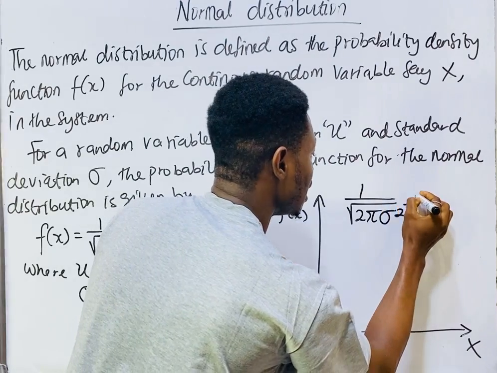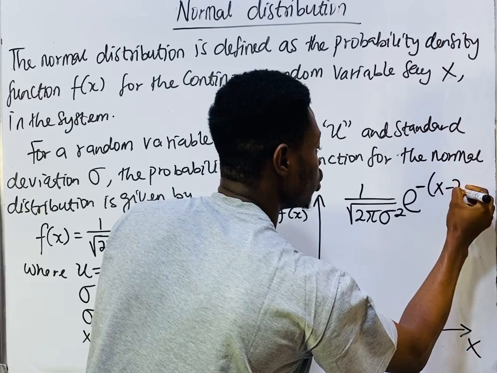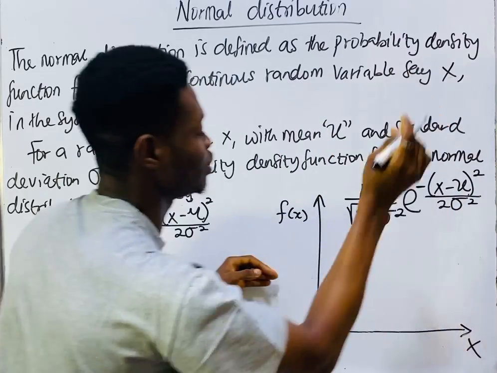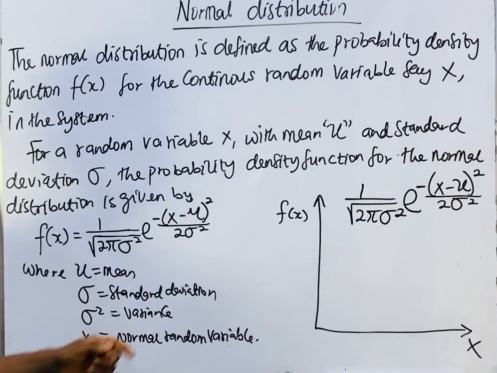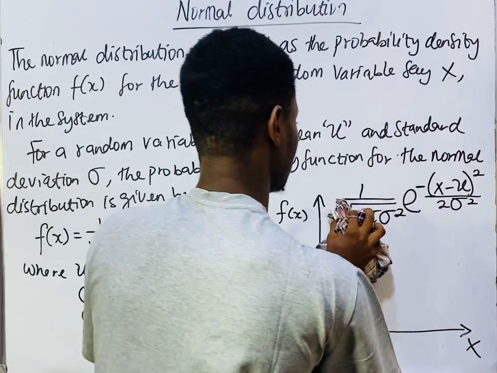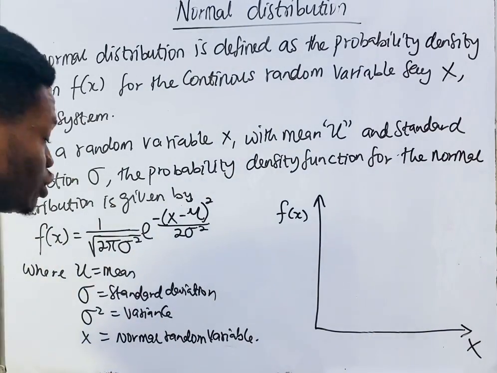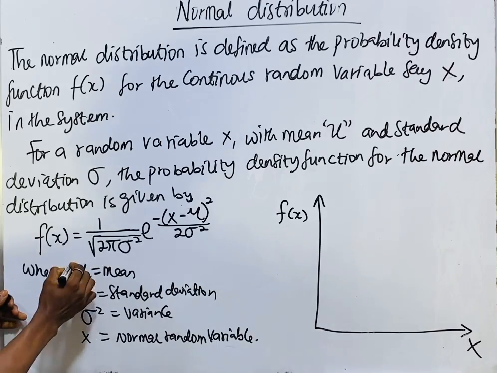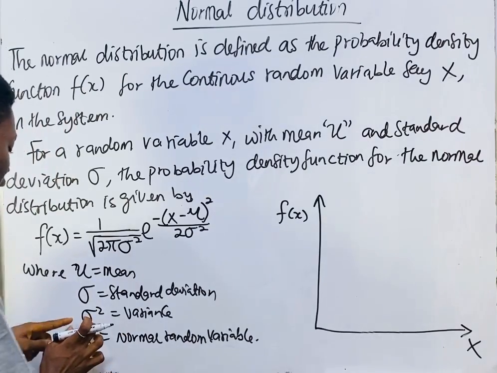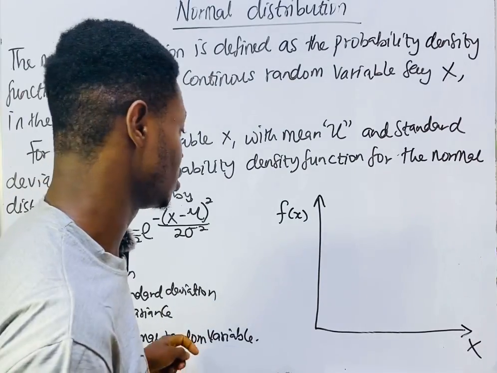Then exponential of minus x minus the mean, squared, all over 2 times the variance. So this is the formula. Hope you can see it now. You can memorize it because you'll be using it to solve questions. Here mu is our mean, sigma is our standard deviation, and the variance is sigma squared. Then X is the normal random variable.